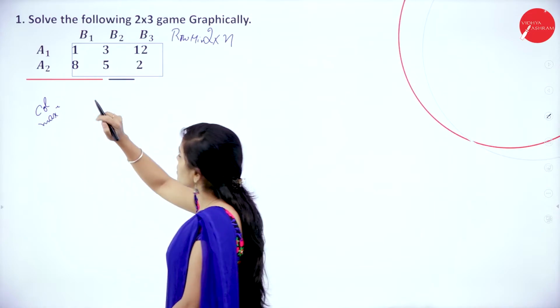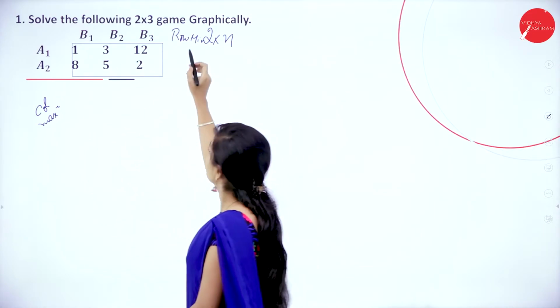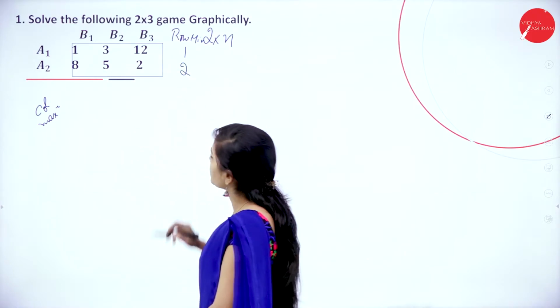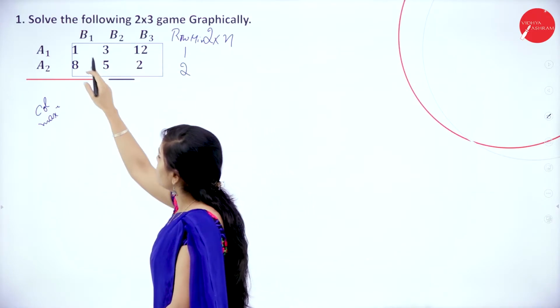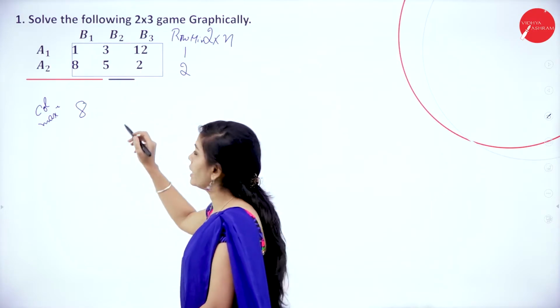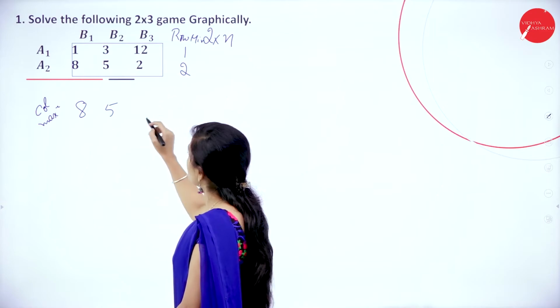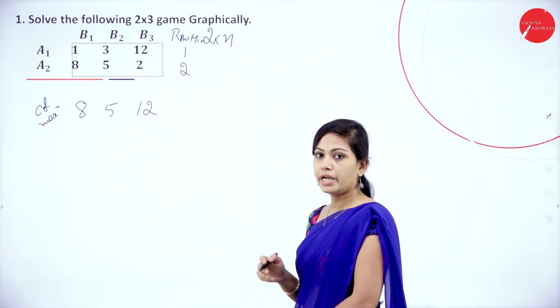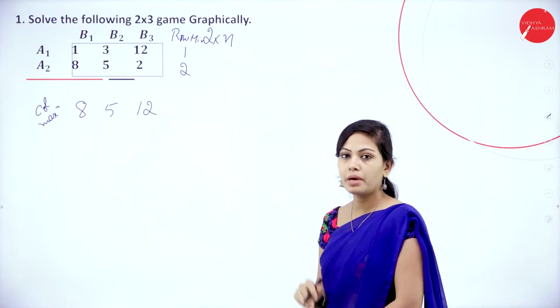So in rows, which is the least value in the row? In the first row, it is 1. And in the second row, the least value is 2. And in the columns, the highest value is 8 in the first column. In the second column, the highest value is 5. In the third column, the highest value is 12. So now you can find the maximin and minimax values.